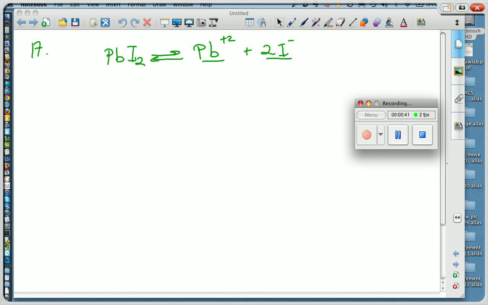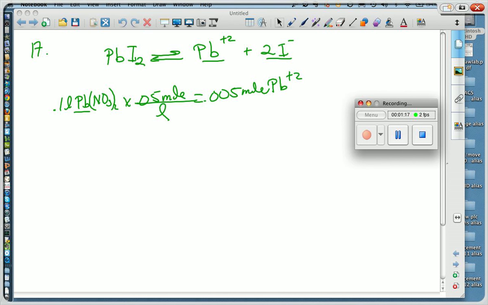To do that, we need to know the moles of lead. So we know that we have 100 milliliters, which is 1/10 of a liter. So 0.1 liters of lead nitrate. Now, since we know that there's only one lead in every lead nitrate, whatever the number of moles of lead nitrate are, that will be equal to the number of moles of lead. So we've got 0.1 liters times 0.05 moles per liter. And that gives us 0.005 moles of lead.